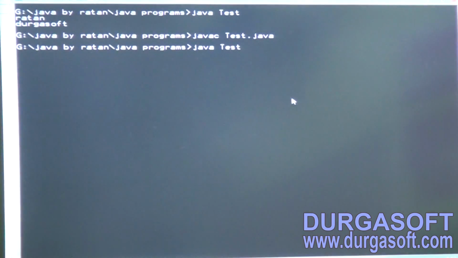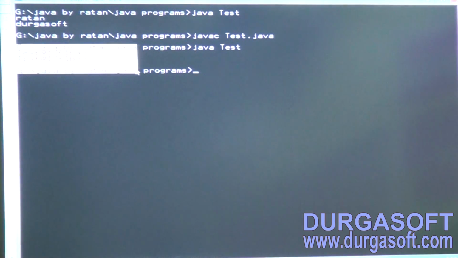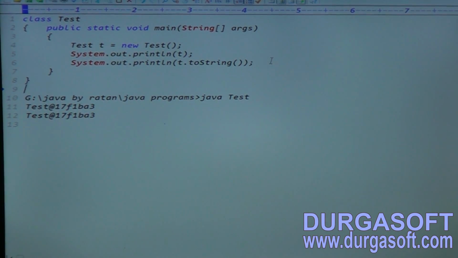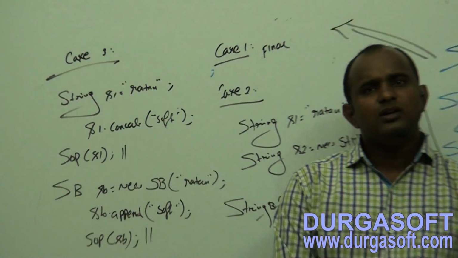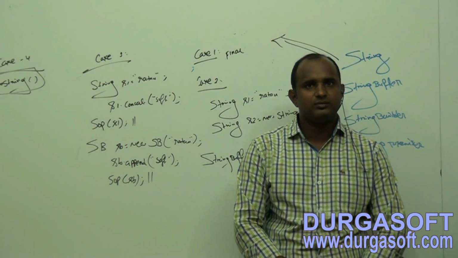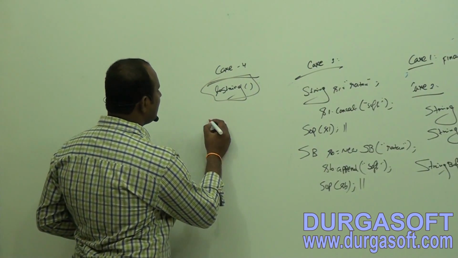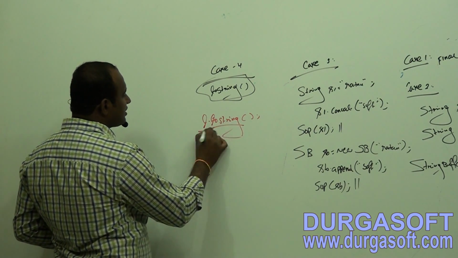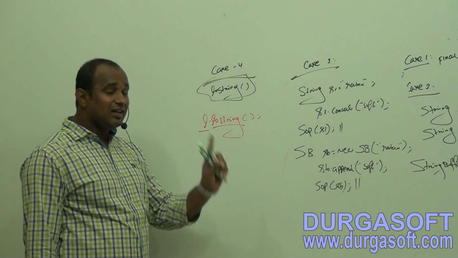Now do the compilation. The code is compiled and executed. It prints Test@ followed by some hexadecimal number. That hexadecimal number is called a hash code. Clear? Whenever we print a reference variable, it is calling which method? The toString method. In that example I called t.toString, right? When we call t.toString, first the compiler will check for the toString method in which class? The Test class. In the Test class, am I writing any toString method here?